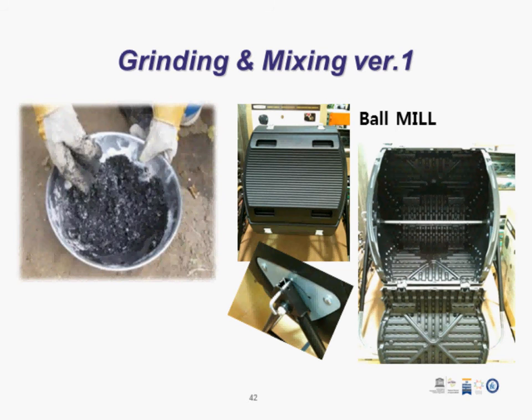Next one is new kinds of grinder. This shows the picture of first version of grinding and mixing machine. Okay, this process can be operated manually, or it can be done with a simple machinery also. This is our first type of grinding and mixing machinery.